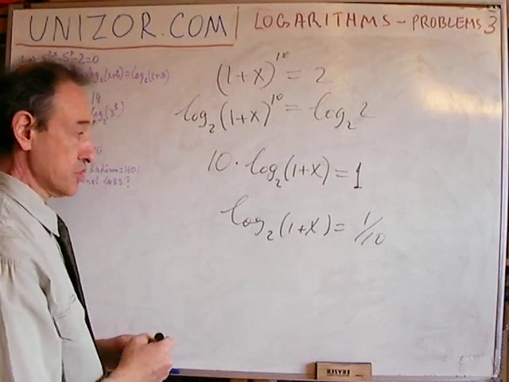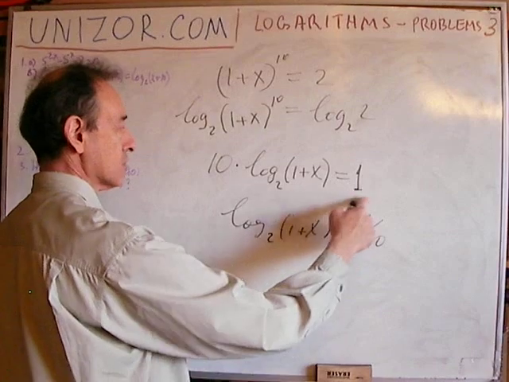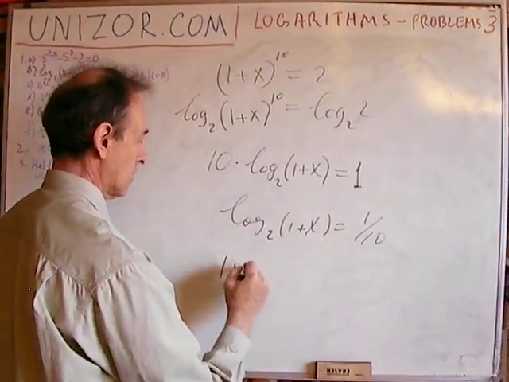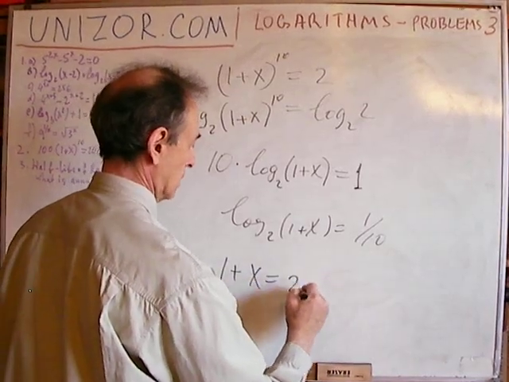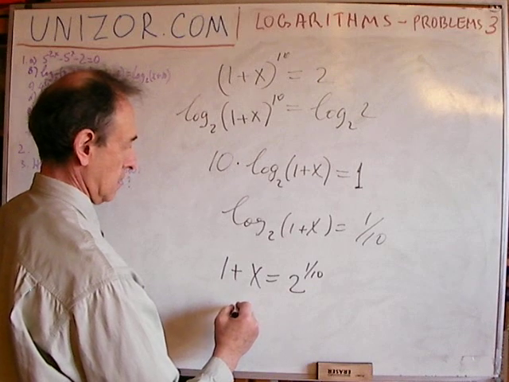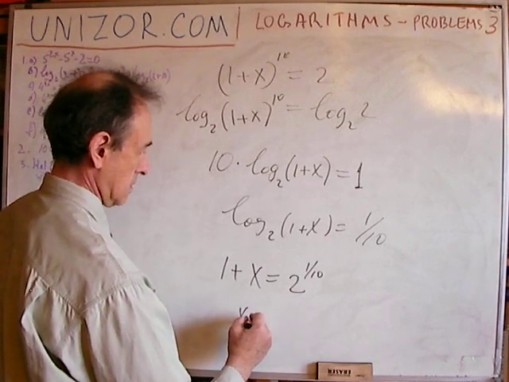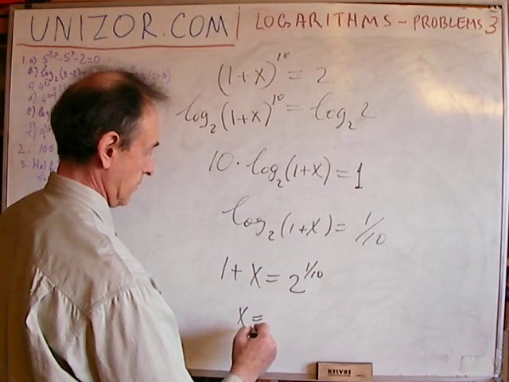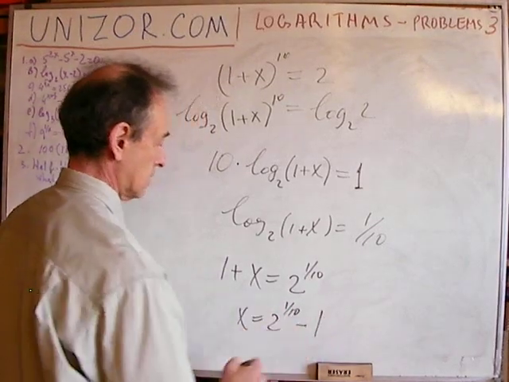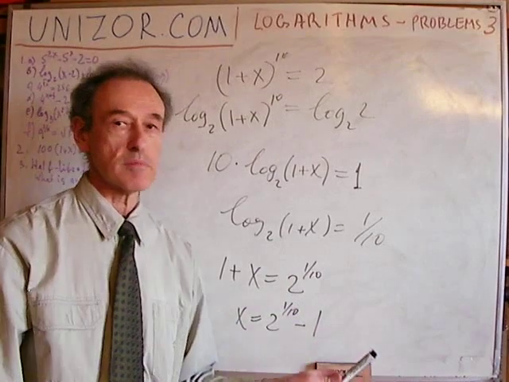All right? Which means what? If I raise my base to this power, I will get whatever is under the logarithm. 2 to the power of 1 tenth. And x is equal to 2 to the power of 1 tenth minus 1. So that's the solution. So I have to calculate this using whatever methodology I can.